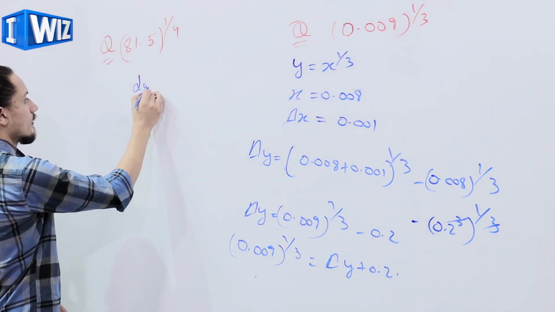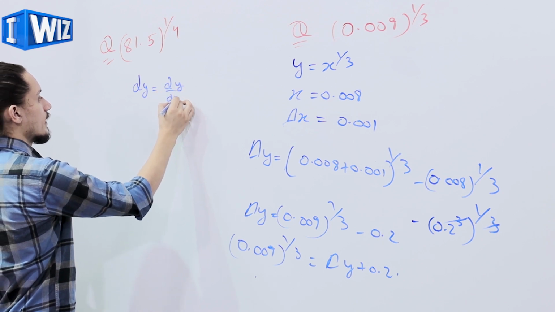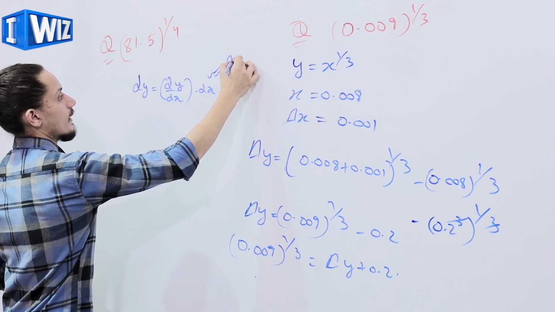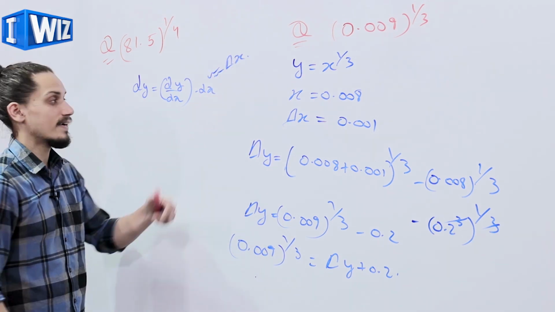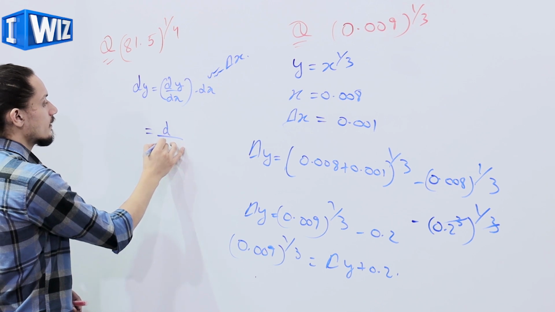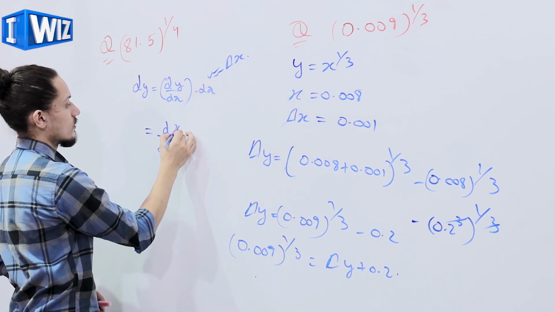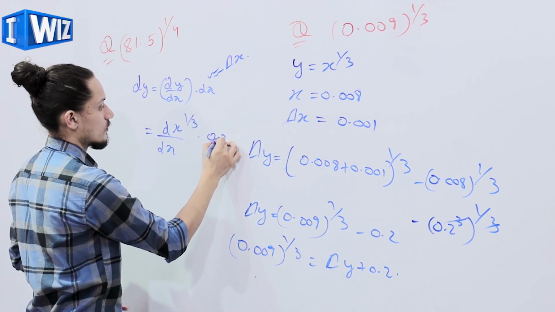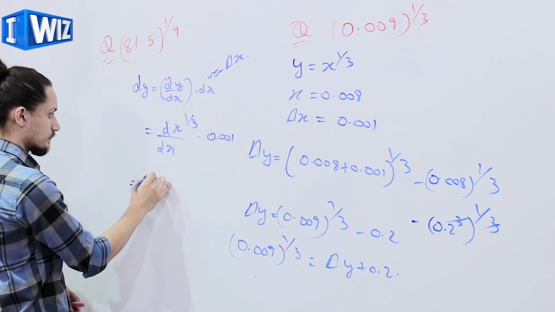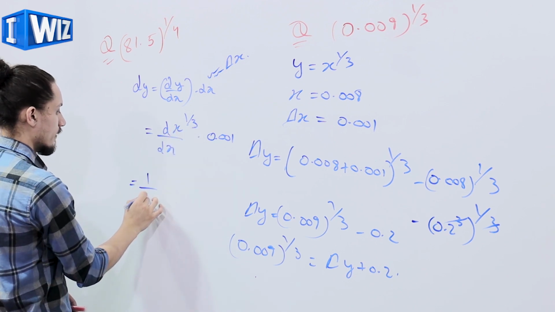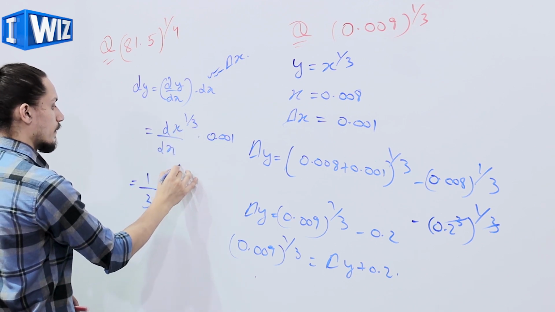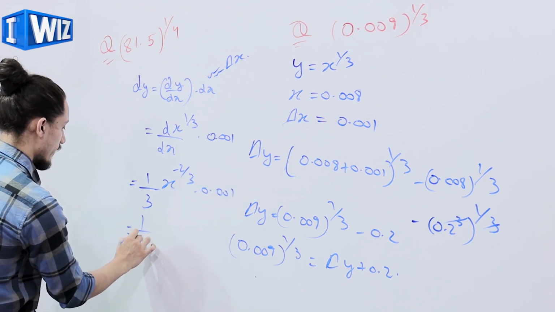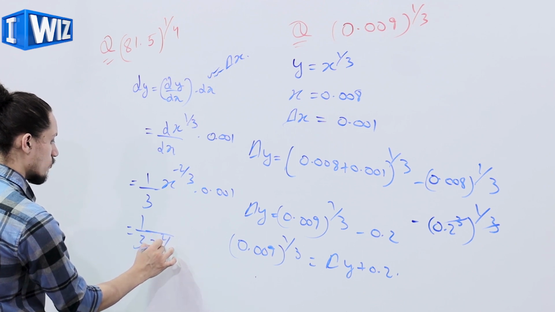So we know dy is equal to dy by dx into dx. Now dx is approximately equal to delta x. So replacing dx by delta x, we get dy is equal to d/dx of x raised to power 1 by 3 into delta x, where delta x is 0.001, which is equal to 1 by 3 x raised to power minus 2 by 3 into 0.001, which is equal to 1 by 3 into x raised to power 2 by 3 in the denominator, into 0.001.